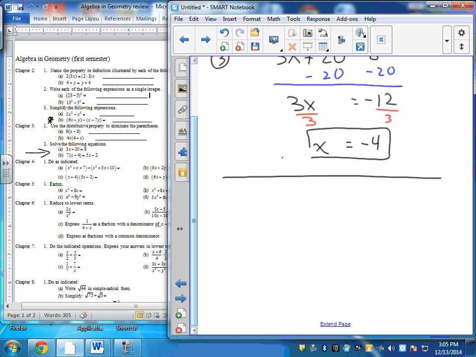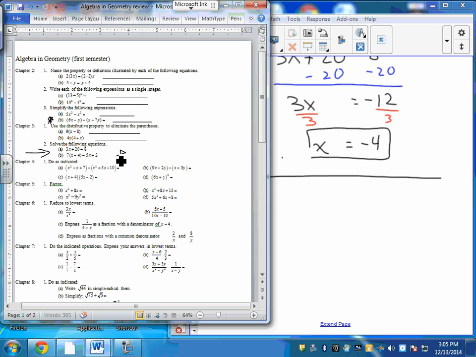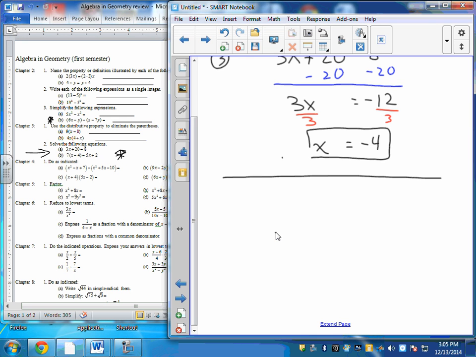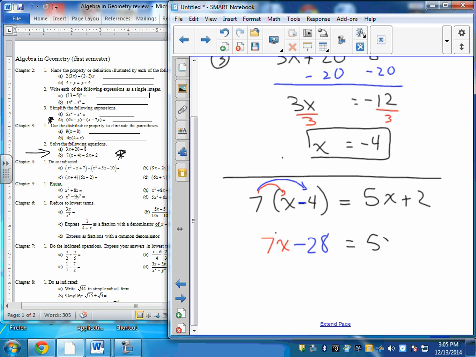The second equation that you had on your test over here required a little bit more work. Notice there was a 7 times x minus 4. That's a distributive property. We're going to have to deal with that first. And on the right side, we had 5x plus 2. So work the distributive property first. 7 times x is 7x, and I'll write it underneath here, 7x. And then 7 times the -4, be careful with the negative sign, and we would have -28. And the right side of the equation is already simplified, 5x plus 2.